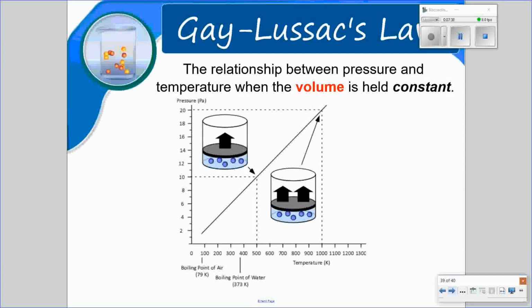And looking at it graphically, you should also notice some similarities between this law and Charles's law. We've got pressure versus temperature here, and it is a direct relationship. As your temperature increases, so does pressure.